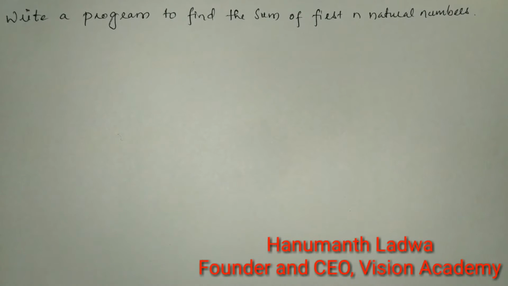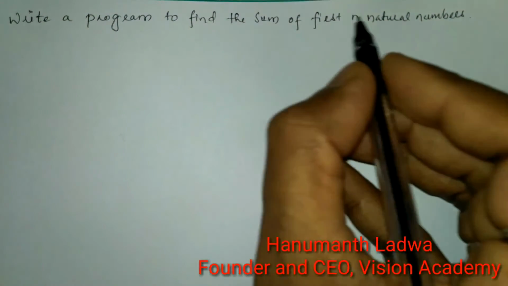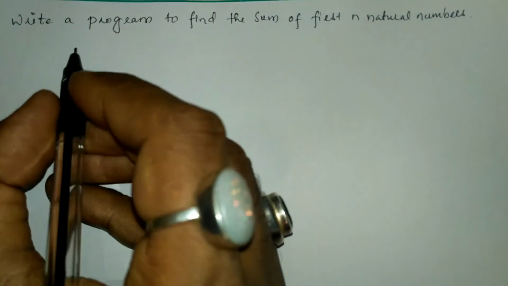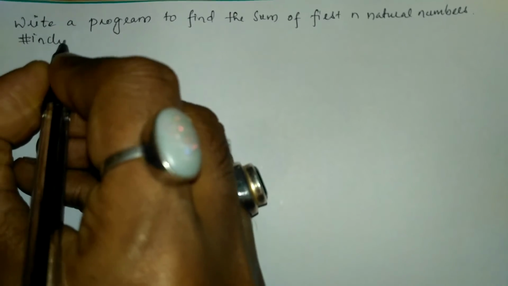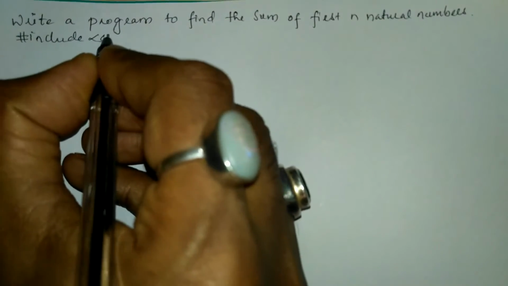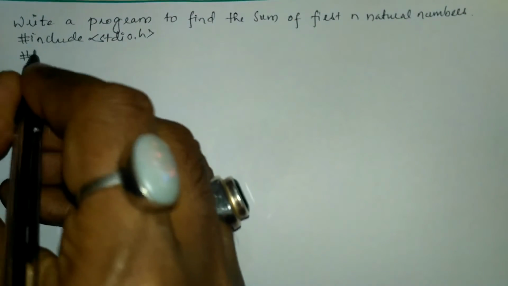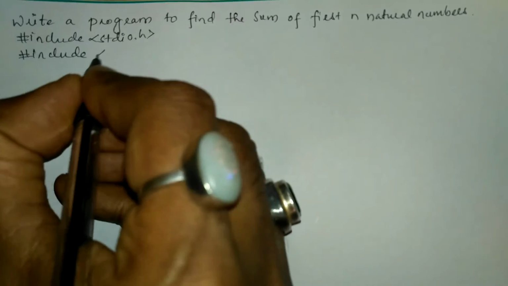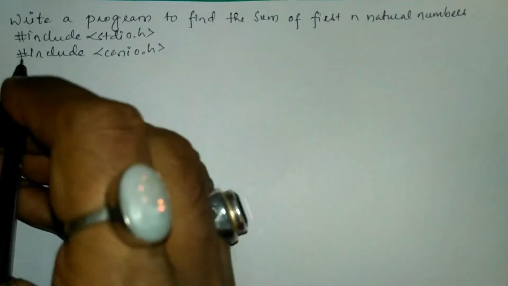My name is Hanmant Ladwa and in this video we are going to write a program to find the sum of first n natural numbers. Let us write the preprocessor directives. Hash include in angular brace we'll write stdio.h header file, and the next preprocessor directive is hash include in angular brace we'll write conio.h header file.